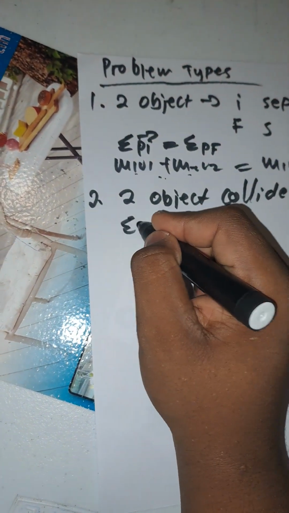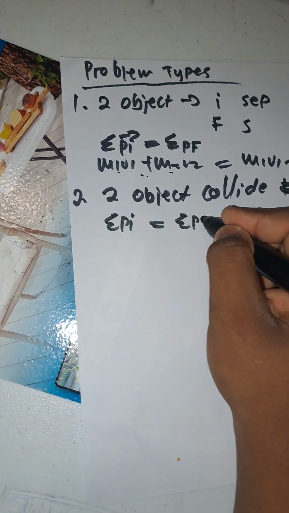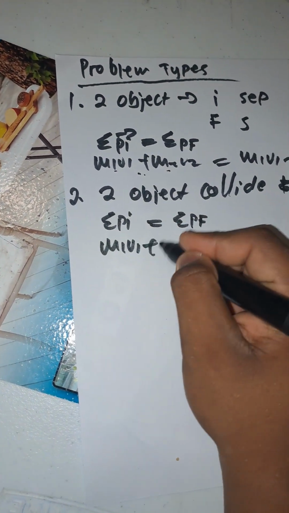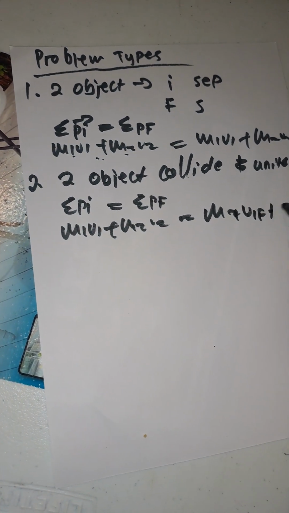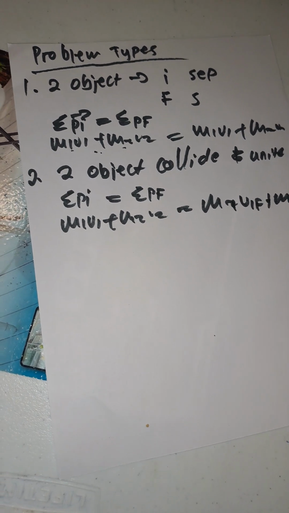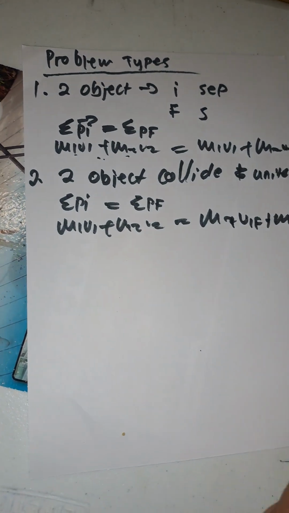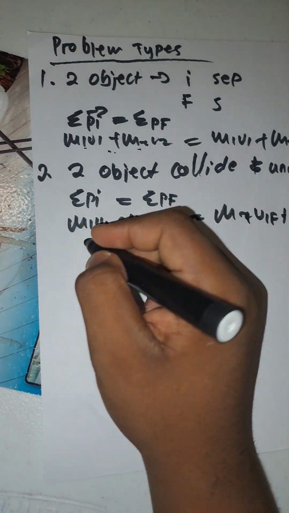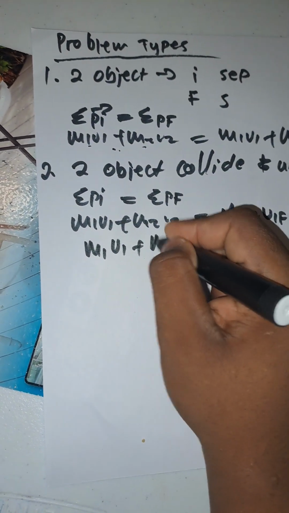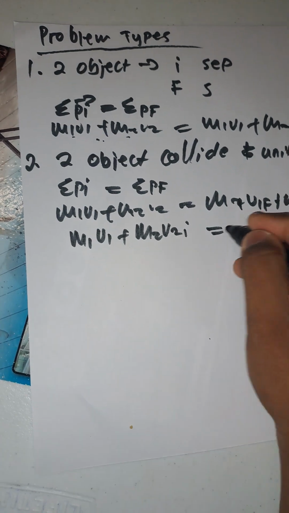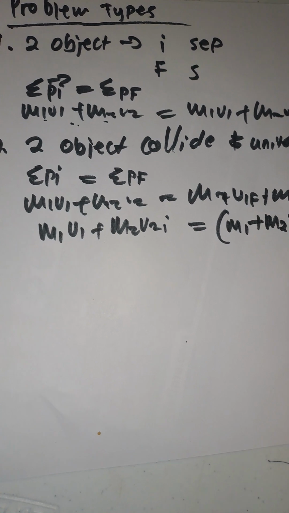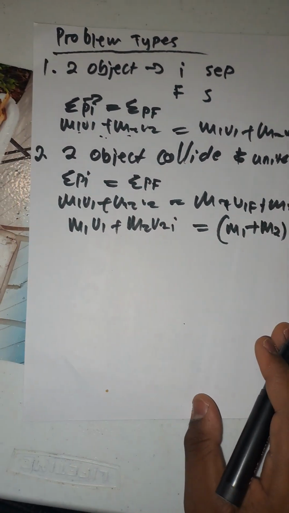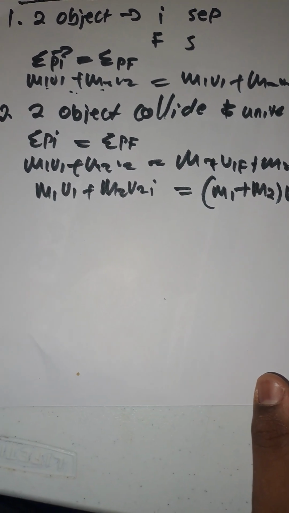You're gonna say EPI is equals to EPF, and then it's gonna be M1V1I plus M2V2I is equals to M1V1F plus M2V2F. But if not, it is no longer like this, because they said and unite, which means it's gonna be M1V1I plus M2V2I for the initial, which is now equals to M1 plus M2 times VF, because they said they collided and united at the end. Okay, and then let's go to number 3.